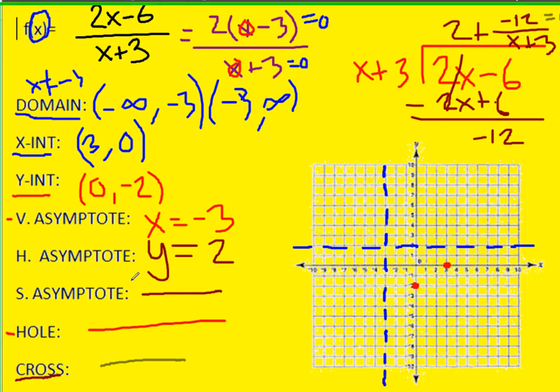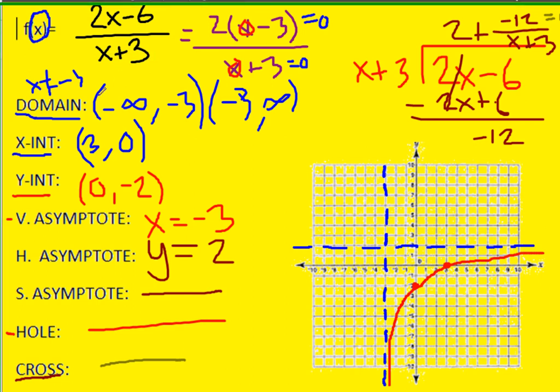No slant asymptote, no hole, no crossing of an asymptote. So I've basically plotted everything that I can plot. All I have to do now is connect the dots. Well, the only way I can connect these two dots and follow the asymptotes, that's the trick. You have to be able to follow along where the dotted lines are and not cross them. Now, here's the issue.